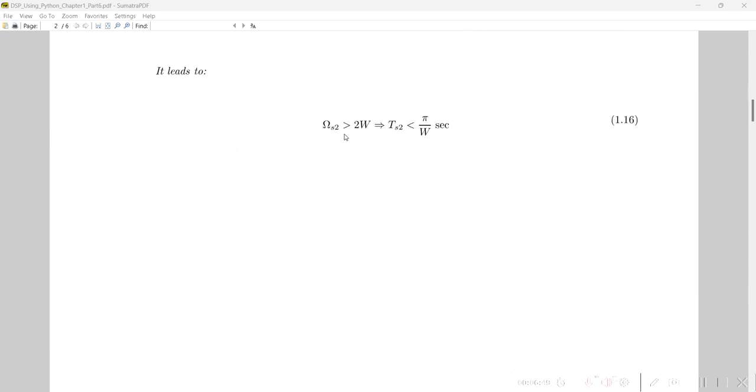Therefore, it leads to capital omega S2 needing to be greater than 2 times W, meaning that the sampling time needs to be less than P over W second. Very simple.